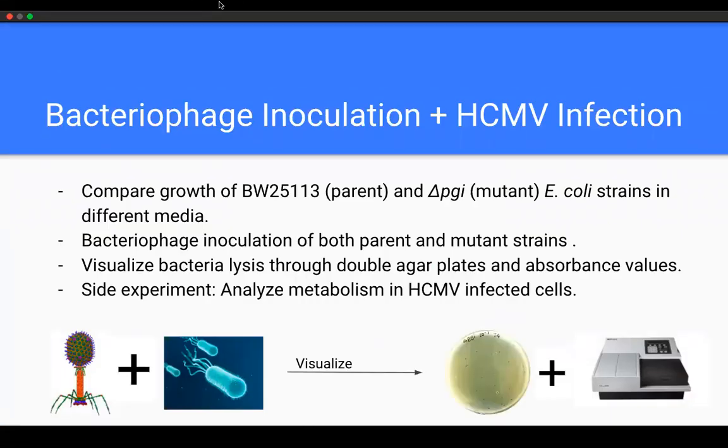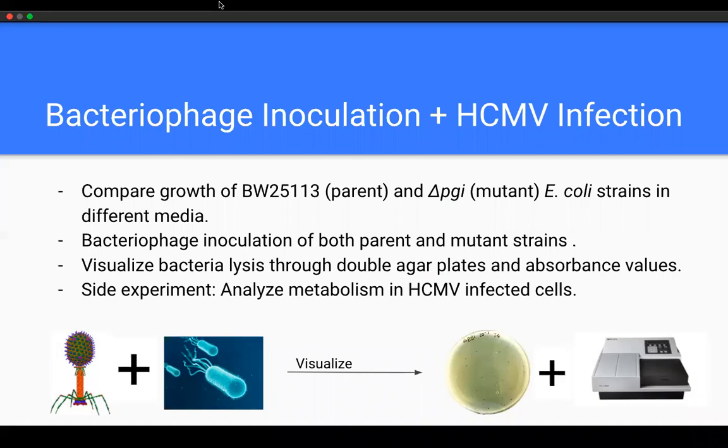So for the first part of our experiment, we wanted to compare the growth of the parent strain of E. coli where there are no mutations and the Pgi mutant strain of E. coli where the Pgi gene was knocked out and removed, so there may be a lack of glycolysis or metabolism. And this was just to see the significance of the Pgi gene and whether it actually affected the growth of E. coli.